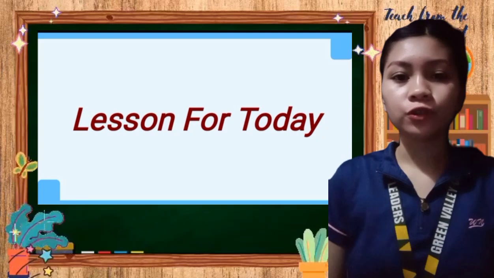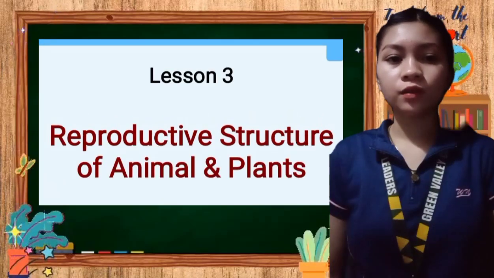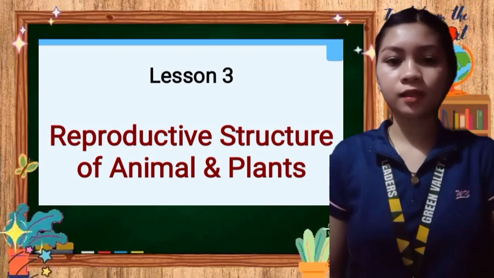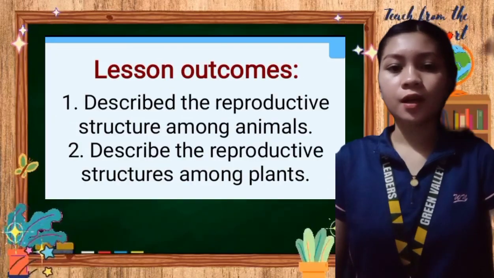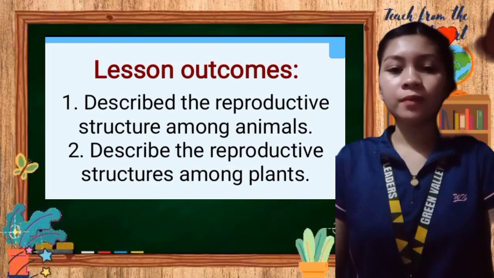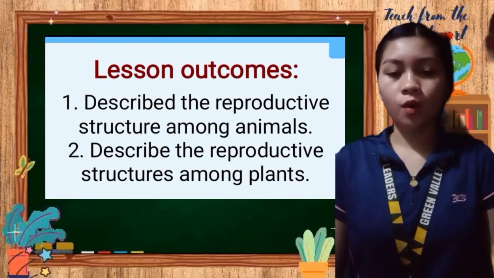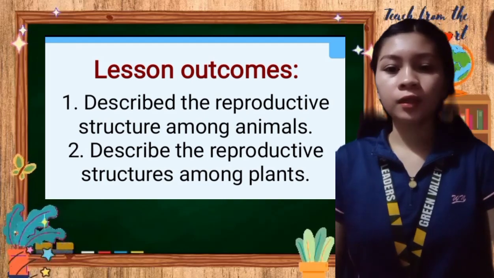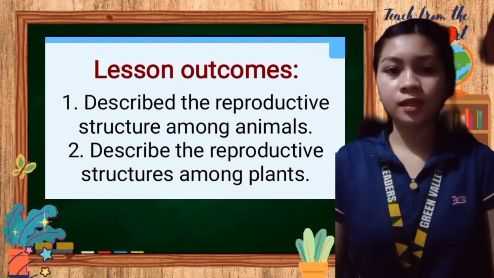Our lesson for today is all about Lesson 3, Reproductive Structures of Animals and Plants. Lesson outcomes. Number 1, describe the reproductive structures among animals. Number 2, describe the reproductive structures among plants.